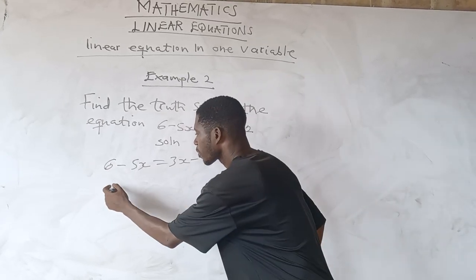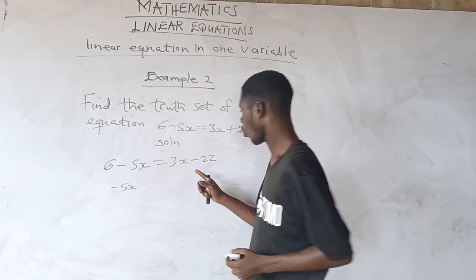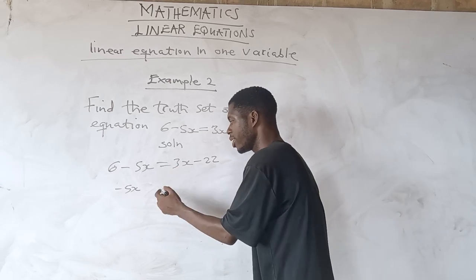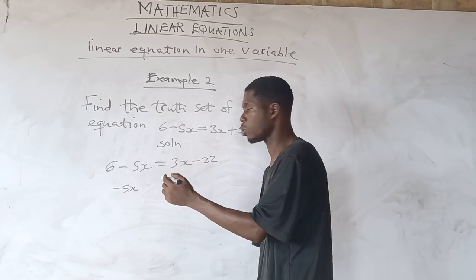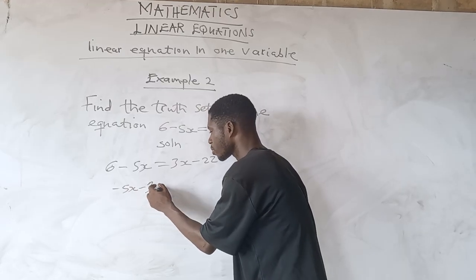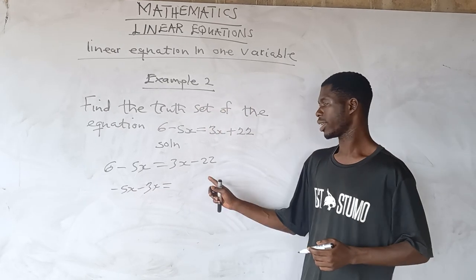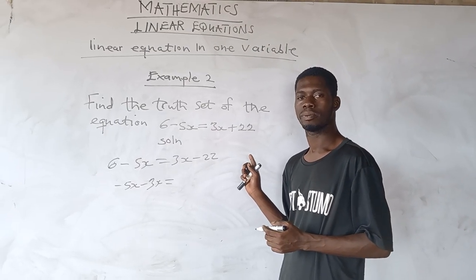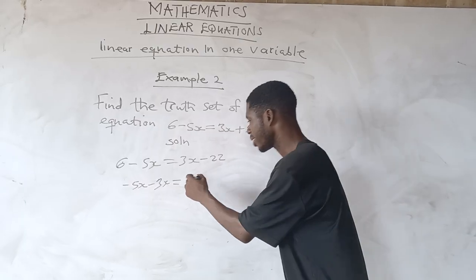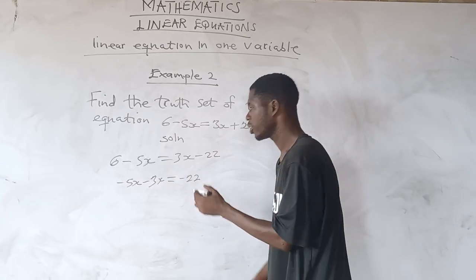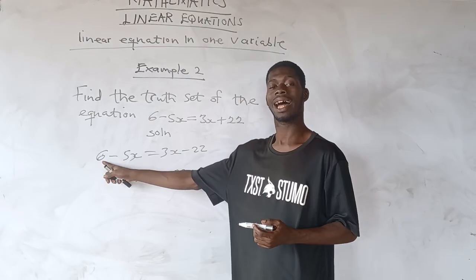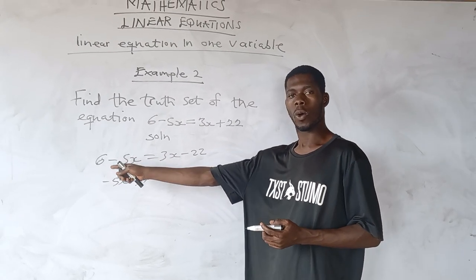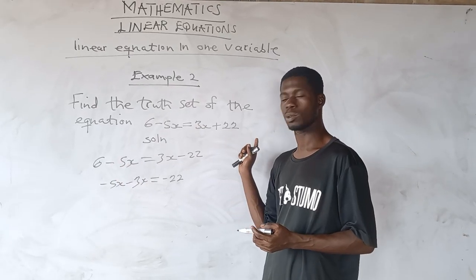Now we have negative 5x here. The 3x here is crossing the equal sign. It was positive, so it becomes negative: negative 3x. Equal to, now we have negative 6 on the right hand side. The 6, which is on the left hand side, is positive, and crossing the equal sign to the right hand side, it becomes negative.